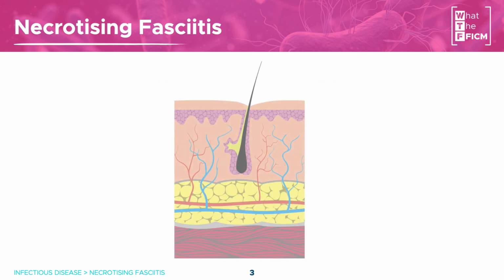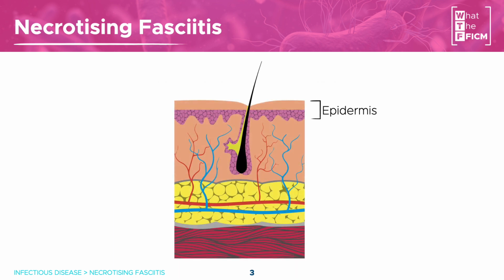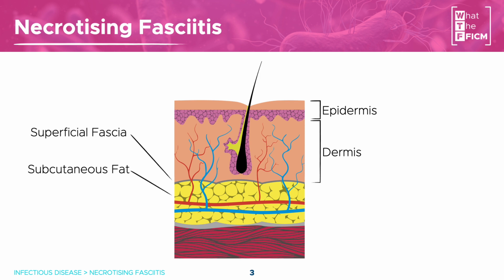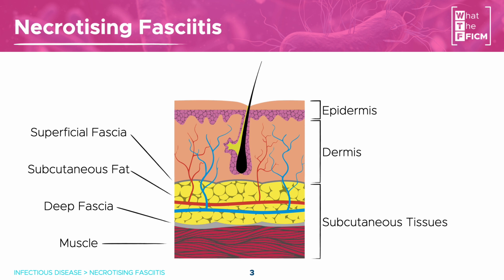So your skin is composed of two layers. The superficial one is the epidermis and underneath this is the dermis. The dermis contains blood vessels, hair follicles and sweat glands. Below the dermis is the superficial fascia, followed by the subcutaneous fat, then the deep fascia, and finally the muscle. So both these fascia, the fat and the muscle, make up the subcutaneous tissues. And this is the site of infection in necrotizing fasciitis.